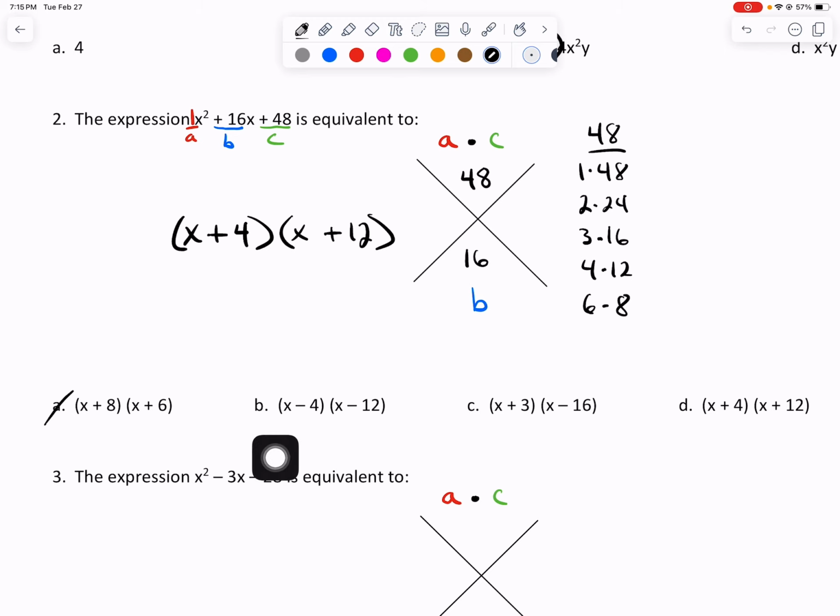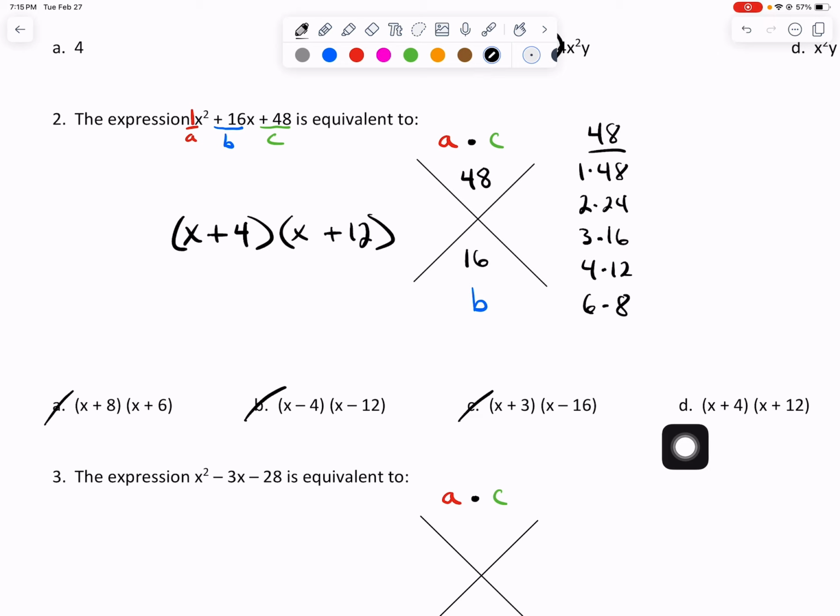All right, so answer choice B, x minus 4, x minus 12. Negative 4 times negative 12 definitely gives us 48, but negative 4 minus 12 would give us a negative 16 and not a positive. All right, let's go ahead and get rid of B. And again, 3 times negative 16 is, well, negative 48. So immediately we can ice that one out.